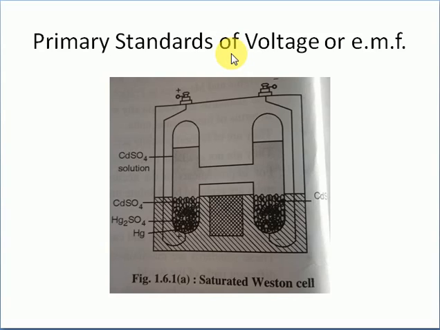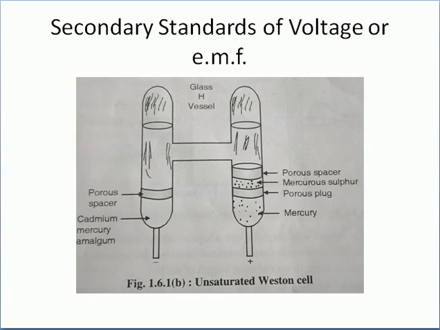Now let's go to the secondary standards for voltage. The secondary standard of voltage is available in the form of an unsaturated Weston cell, as you see in the figure. The construction of the unsaturated cell is similar to the saturated cell, except that it does not have cadmium sulfate crystals. The electrodes used are the same, but the solution is saturated at 4 degrees Celsius, so it is unsaturated at room temperature.